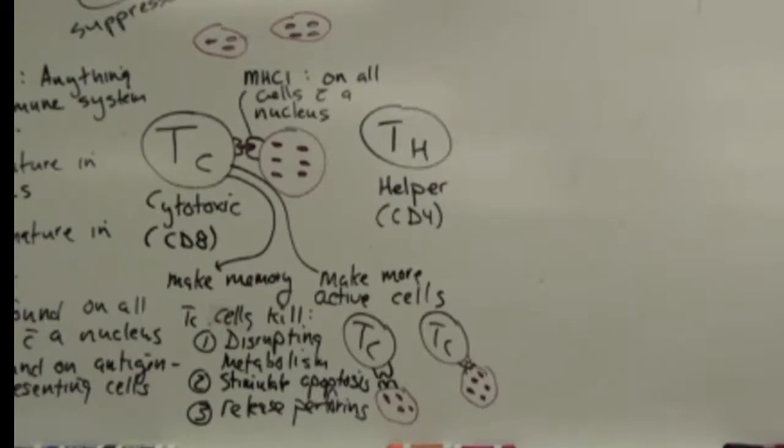It's going to do three things. Release lymphotoxin, which disrupts metabolism. Release cytokines, which stimulate apoptosis. And release perforin, which is going to cause cell lysis. So essentially, those three things are going to cause the target cell to be lynched, to die.